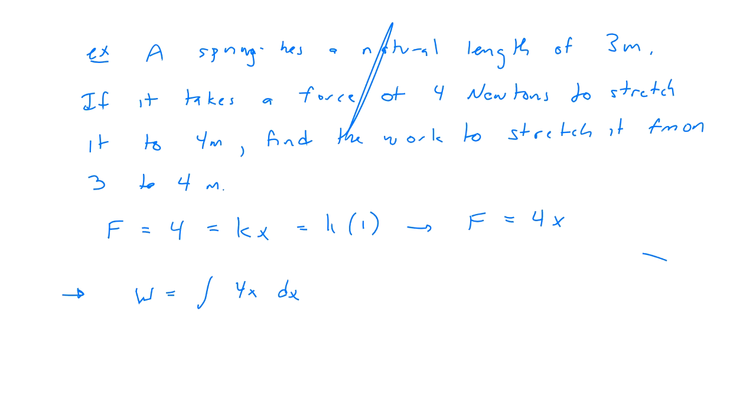And like the last one, we just have to be a bit careful, which is we're stretching from 3 meters to 4 meters, but those aren't the numbers we plug in. At 3 meters, the amount that's been stretched is 0. At 4 meters, it's been stretched 1 meter, because x is, again, not the position, but how much it's been stretched.